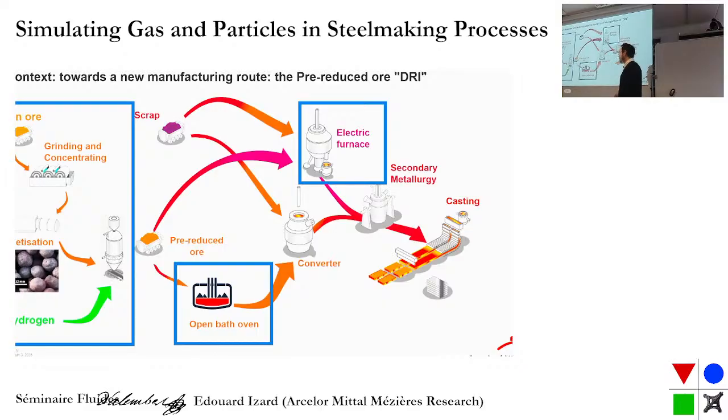Then a second process is to melt the reduced iron. So we are going from an oxide to reduced particles of iron, then we melt it. Then we have the same chain of processes after. Okay, so just to give you an overview of what we are interested in, in fact, in the steel and the chain of processes that we are working on.